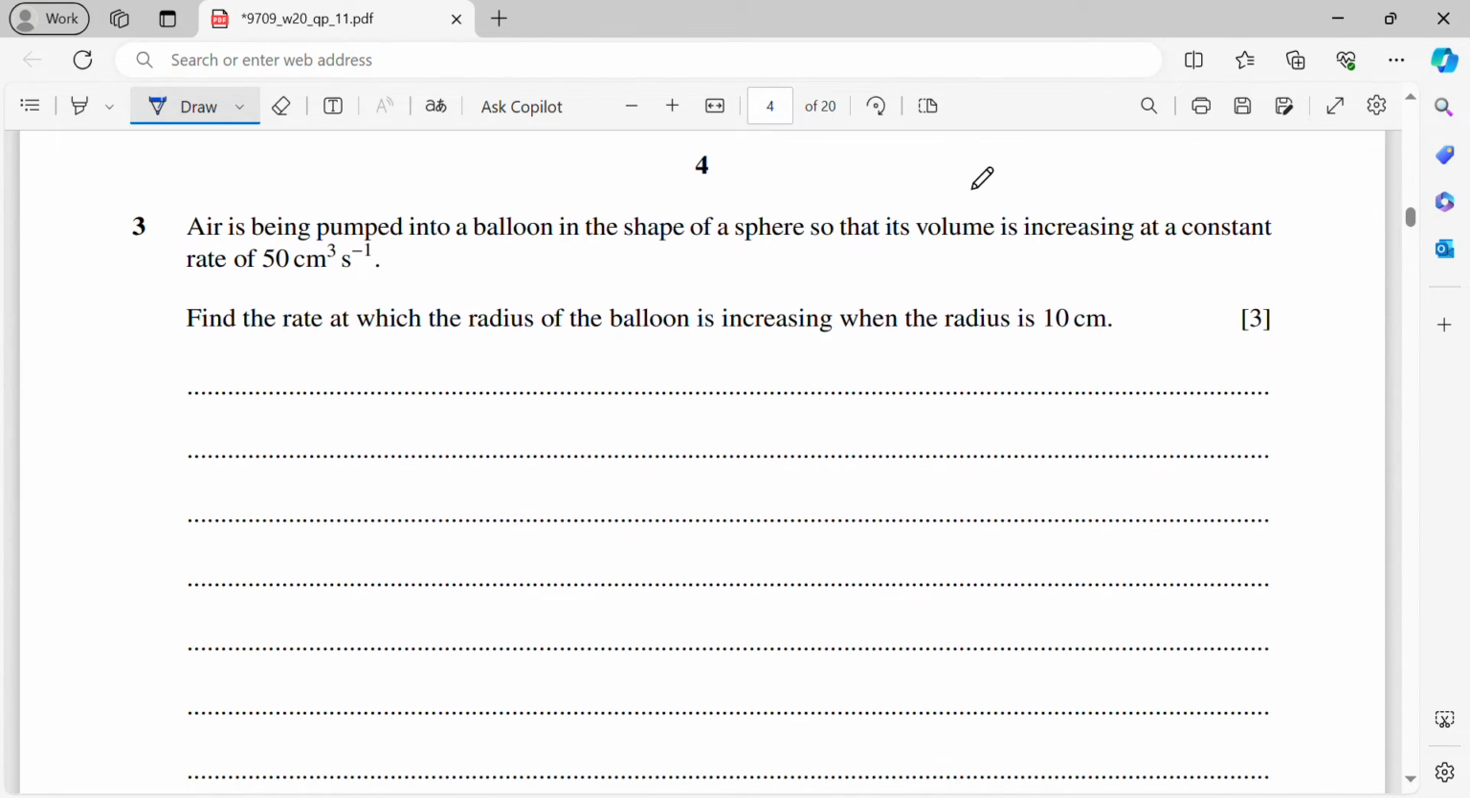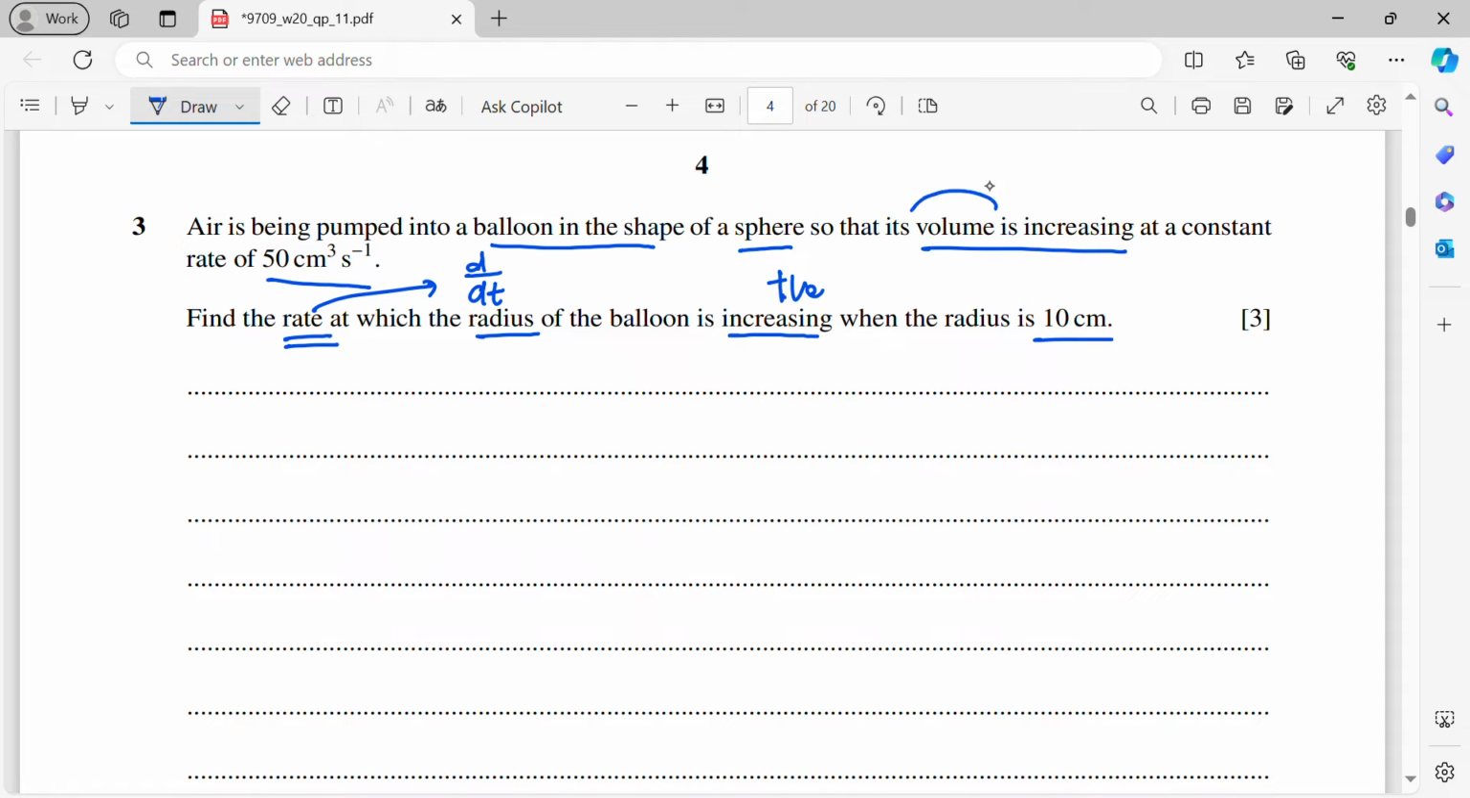Okay, question number 3. Air is being pumped into a balloon in the shape of a sphere, so that its volume is increasing at a constant rate of 50 centimeter cube per second. Find the rate at which the radius of the balloon is increasing when the radius is 10 centimeters. Okay, now whenever you see rate, that means that is d over dt. And when you see increasing, it should be a positive value.